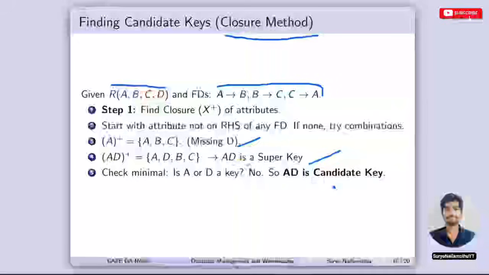Why do we say that? Because D is not determined by A, and D alone is not a key. Only A is not a key. The combination of AD is nothing but a candidate key. So we take AD as a super key and AD as a candidate key. This way we find candidate keys by applying the closure method.